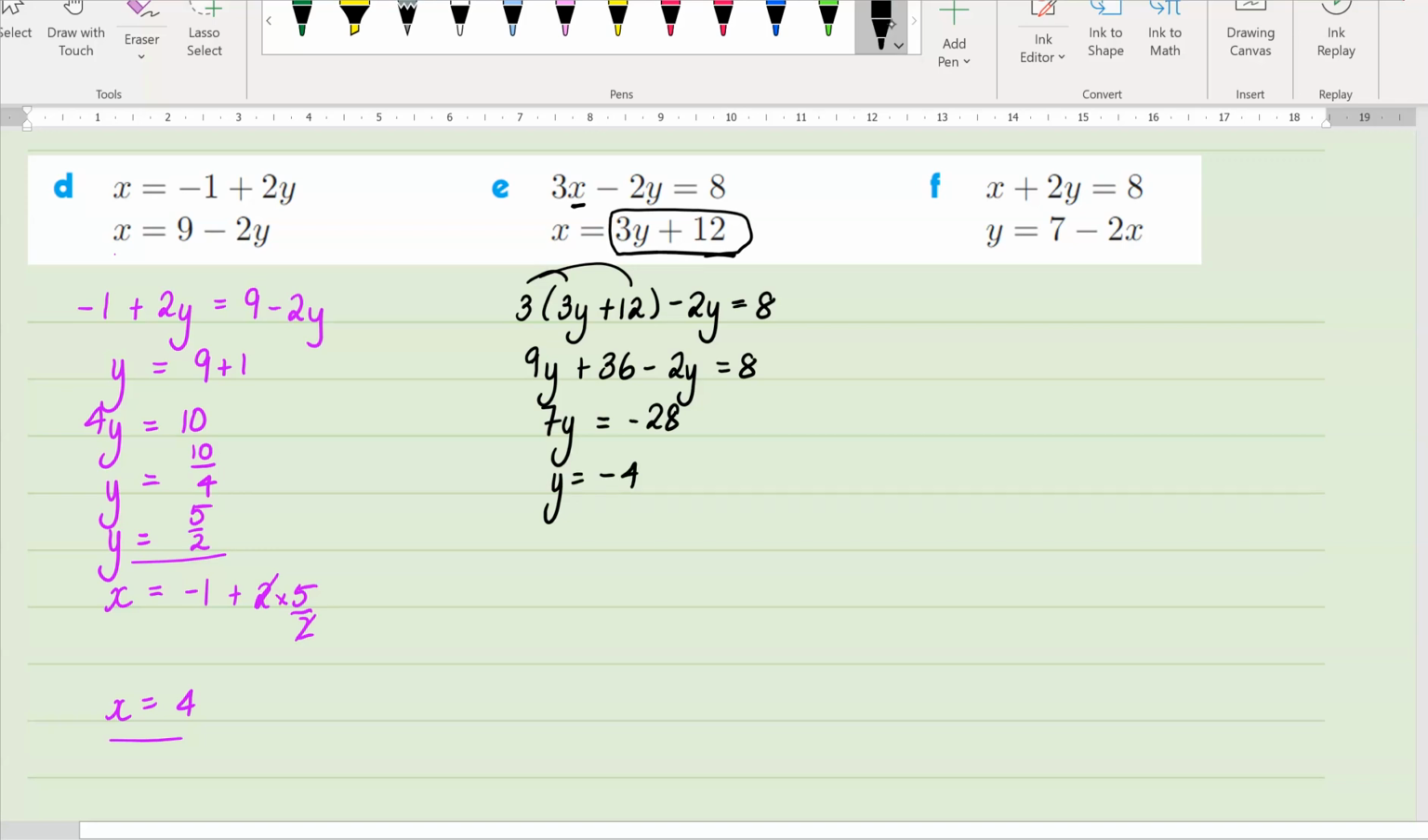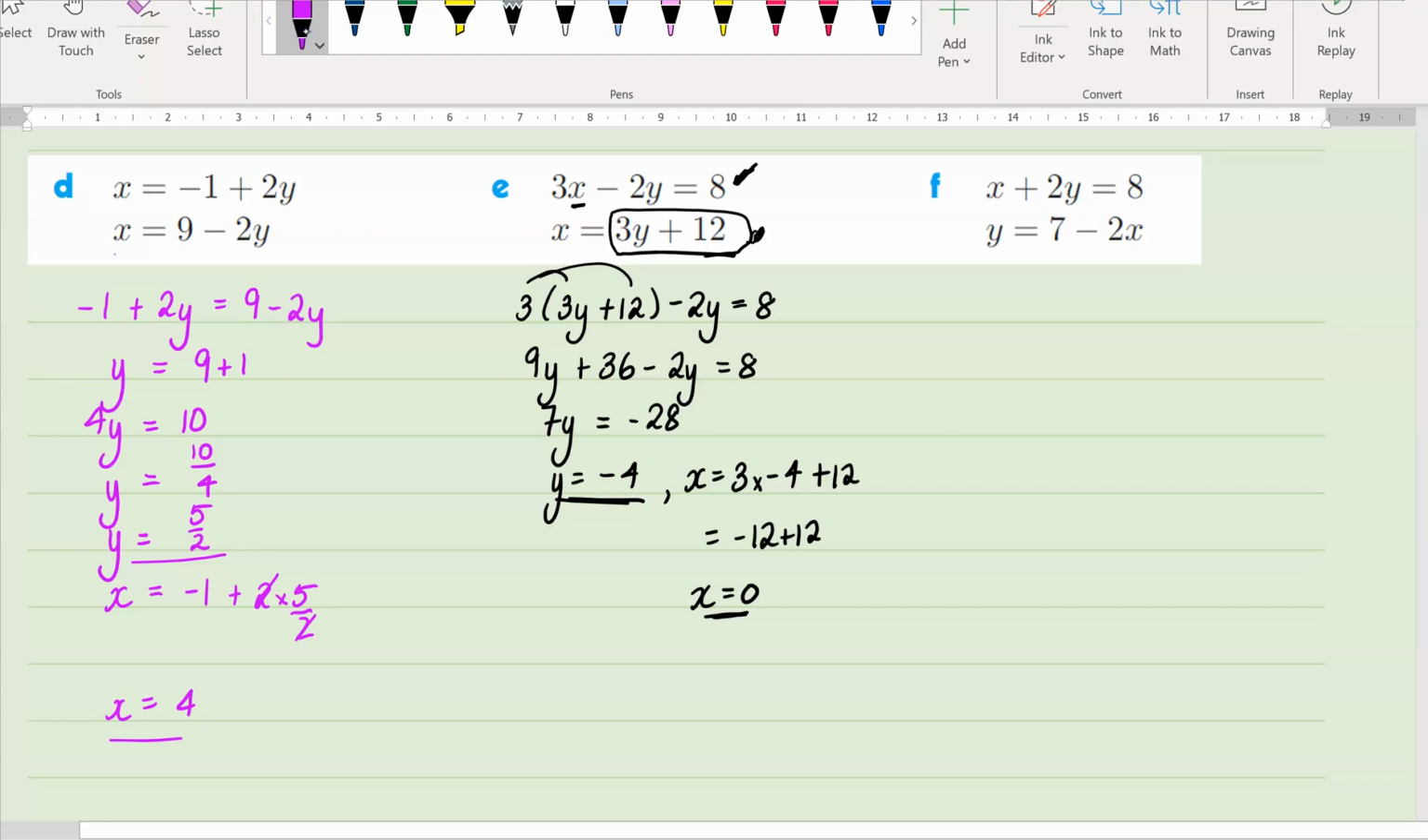I'm doing this very quickly because what I'm hoping is that no one's actually listening to this, that you are doing this beautifully and you're going, yep, getting them all right. So again, pop this back up into this one. So x equals 3 times y, which is minus 4 plus 12. So we end up with minus 12 plus 12, we've got x equals 0. So those are my two solutions. Again, putting them both back into this equation to check that it works. So 3 times x, which is 0, 3 times 0 is 0, minus 2 times minus 4 is positive 8. You are correct. And moving along.